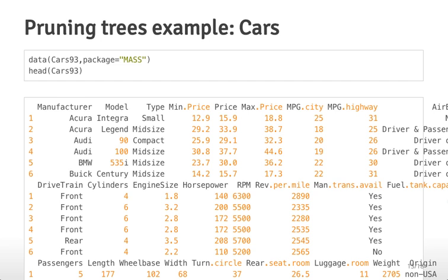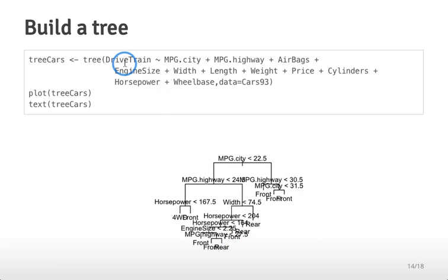And so for this example, what I'm going to be trying to do is predict the drivetrain, whether it's front-wheel drive, rear-wheel drive, or four-wheel drive, based on the other variables in the data set, in particular based on the miles per gallon in the city, the highway, the airbags, the engine size, width, length, weight, price, and so forth.